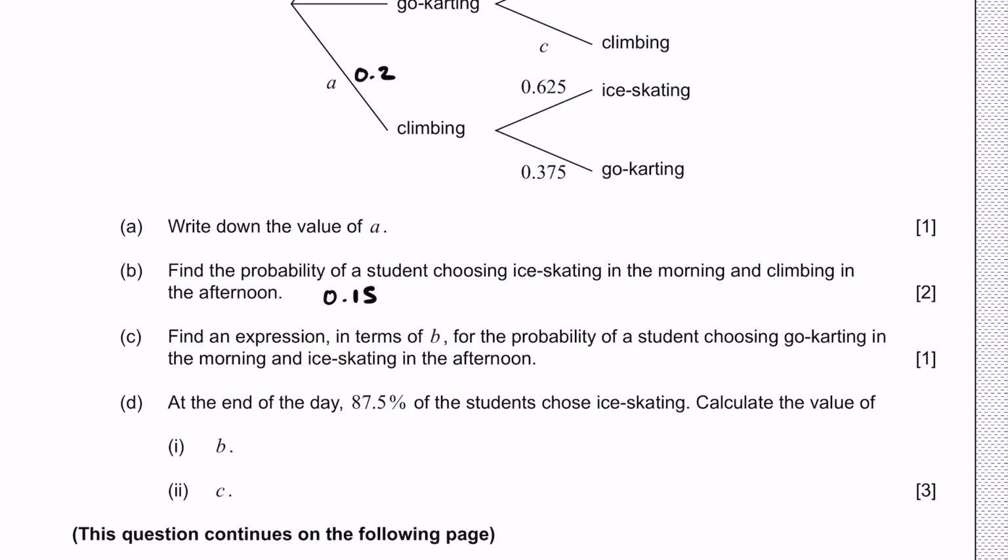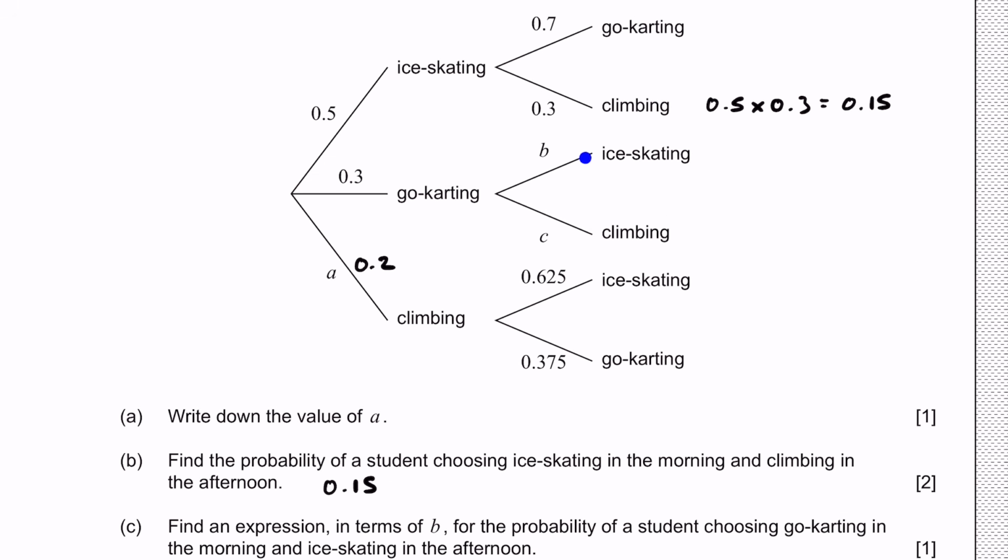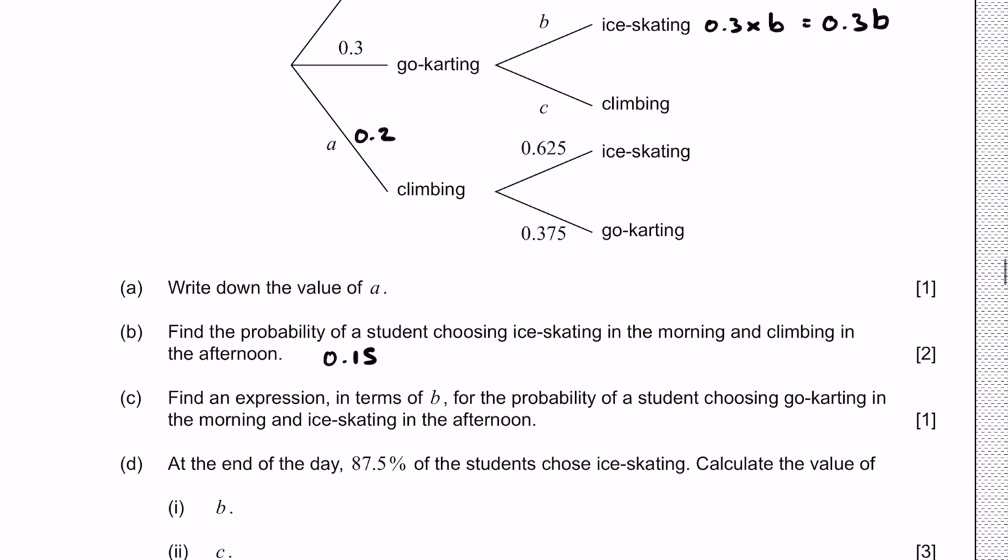Part C. Find an expression in terms of B for the probability of a student choosing go-karting in the morning and ice skating in the afternoon. All right. So go-karting in the morning, ice skating in the afternoon. Same idea, we'll multiply along the branches, but in this case, we're not multiplying two numbers, we're multiplying a number and a variable. So we want to write an expression in terms of B. So not just a plain number, but a number multiplied by B. 0.3 times B, essentially we have 0.3 or 30% of a B. And that would be an expression in terms of B, in this case for go-karting and ice skating. All right, so writing that out, 0.3 B.